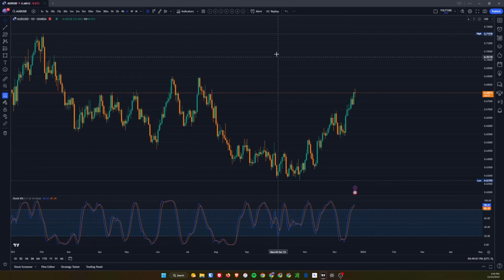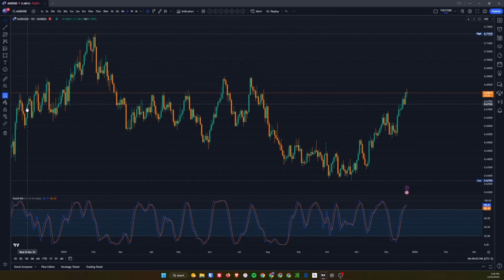Okay, now let's go on a daily time frame. And you can see whenever it's in these overbought or oversold levels, it tends to reverse every time. And so if you combine that with another confluence like supply and demand or trend lines or moving averages, then it becomes a lot more useful and a lot more powerful and a lot more exact.